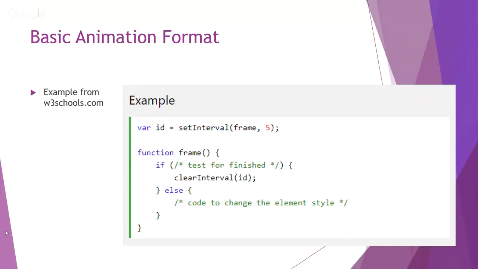So here's just the basic animation format. What you'll do is you'll have your function that will create an interval. We'll create this setInterval, and that will execute your function frame, and you'll have a conditional to check to see when you should clear your set interval. Otherwise you'll continue executing and you'll do all your action here. The 5 here is the amount of time it takes in milliseconds between each action, or between each call to frame.